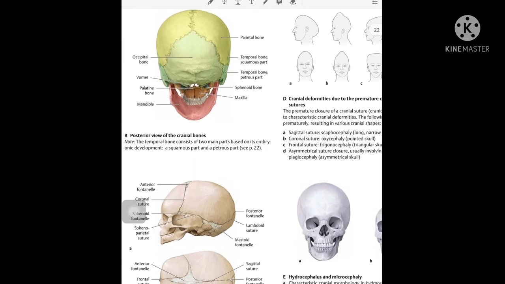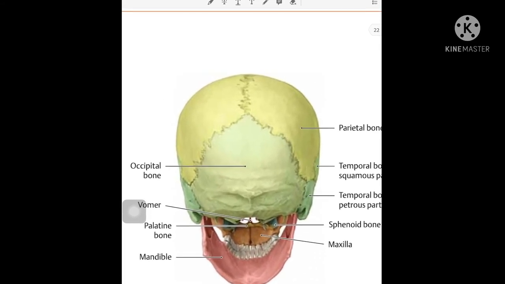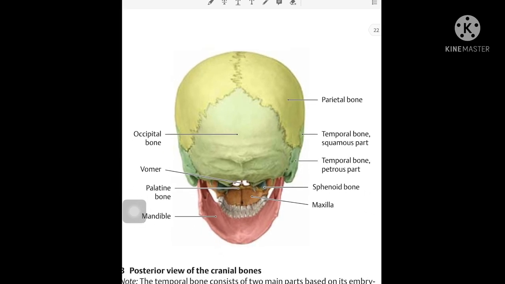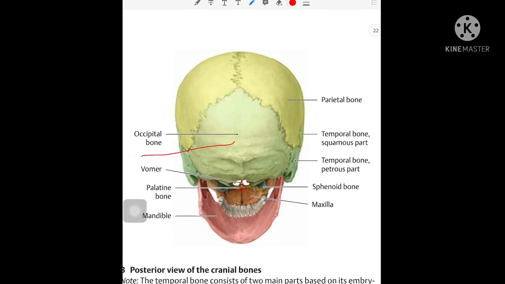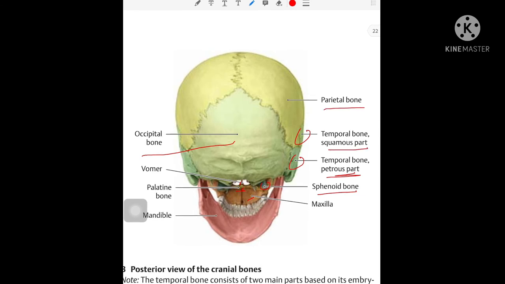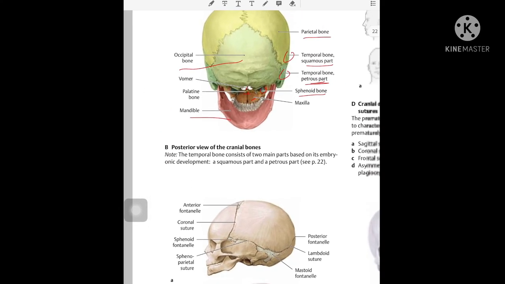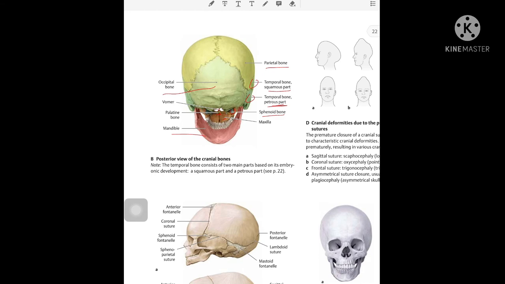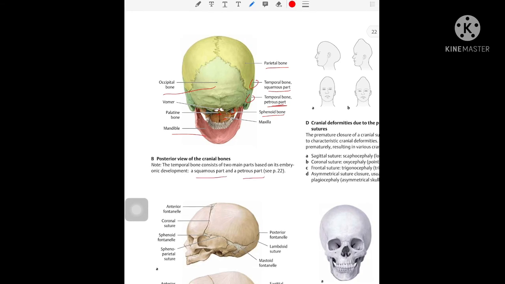See in this diagram: the occipital bone, the vomer, the palatine bone, the maxilla, the sphenoid bone, the petrous part of the temporal bone, the squamous part of the temporal bone, the parietal bone, and the mandible. Mainly in this diagram, the temporal bone consists of two parts based on its embryonic development: the squamous part and the petrous part.